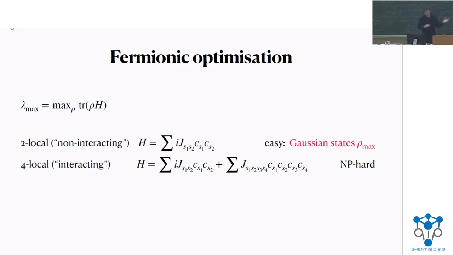So the first non-trivial problem for fermions would be those would be the interacting Hamiltonians, and those would be four local. I only consider terms of even weight because that just makes the most sense, at least from the physical perspective. Also, mathematical properties change dramatically if you consider odd terms. So I'm going to consider only even weight, and this is already NP hard. So a general four local is NP hard, and even if you make some reasonable constraints, this is a very hard problem.